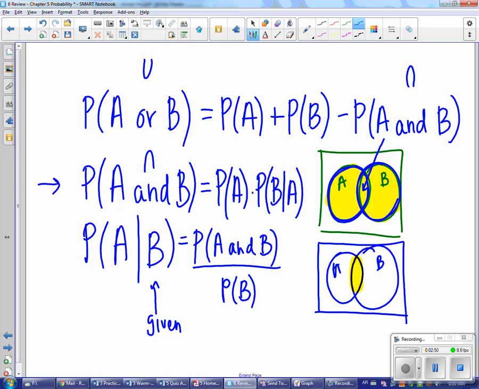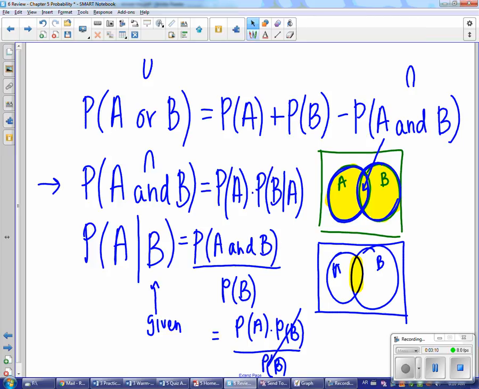Now what I find is that a lot of students have a tendency to say, okay, well the probability of A and B is the probability of A times the probability of B divided by the probability of B, and then they always cancel. You can only do that if the two events are independent. Otherwise, we wouldn't have this general rule, and this is a really common mistake. So this only happens if A and B are independent. So don't think that you can always just cancel every time you see that probability of A and B.